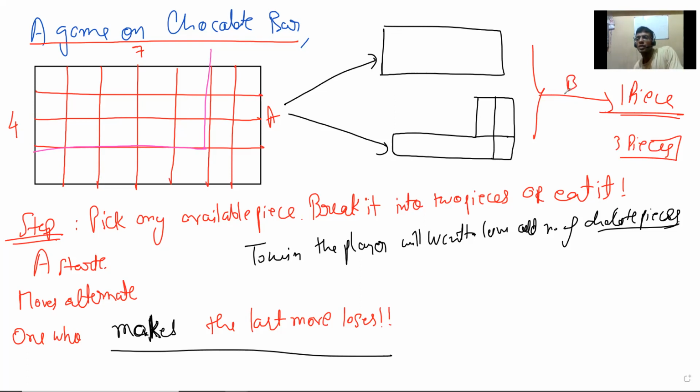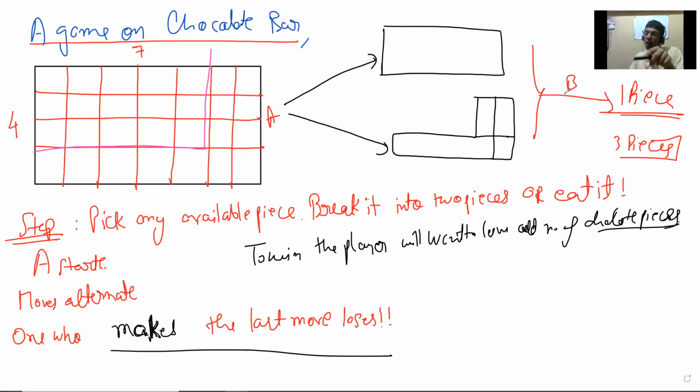It is B who is winning, kind of, right? Because when B is making a move, no matter what he's doing, whether he's eating a piece, how he eats doesn't matter, or whether he's breaking a piece, how he breaks doesn't matter, he is leaving an odd number of pieces.